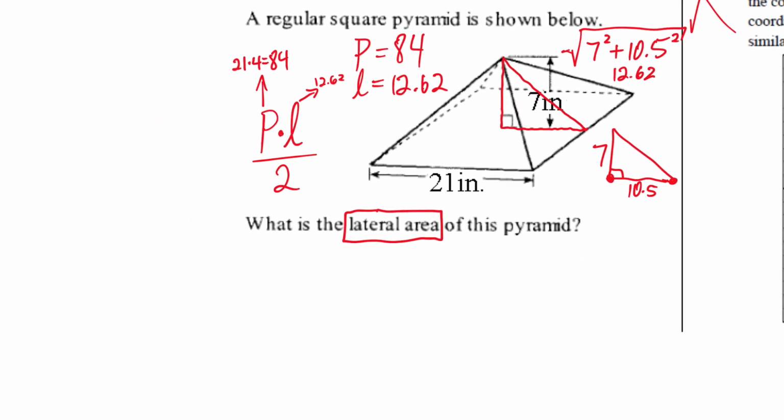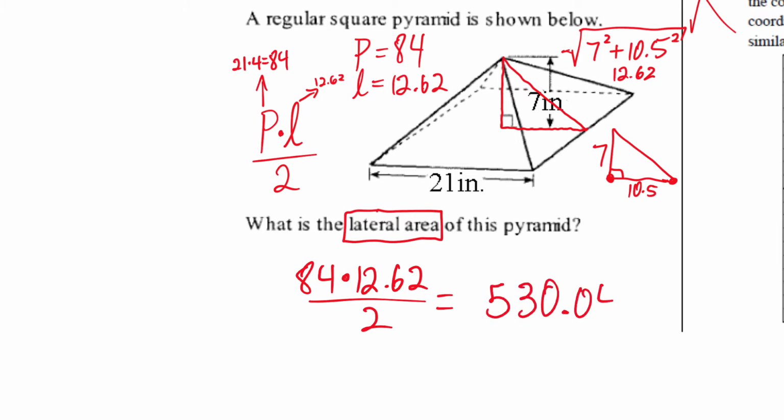So now to find the lateral surface area, we're going to do perimeter of the base times the slant height divided by 2. That's going to give you 530.04 square inches.